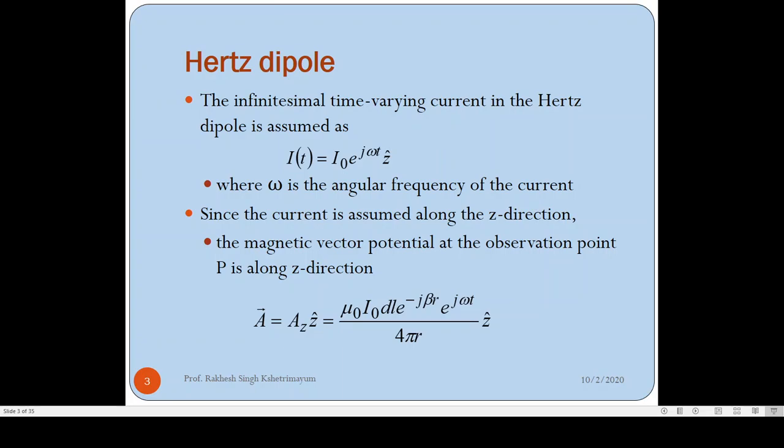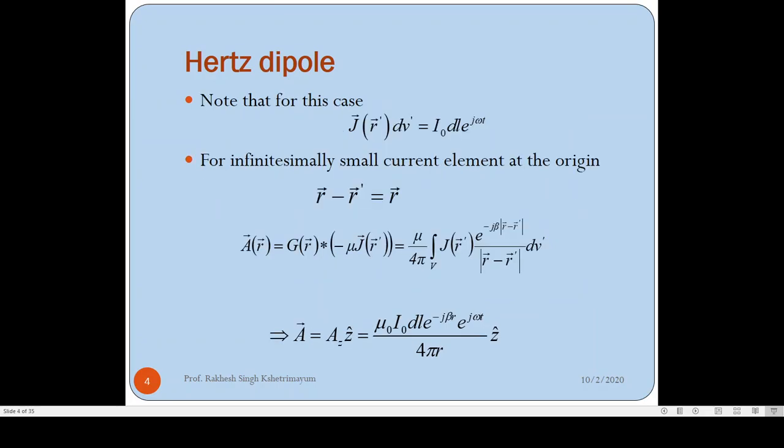And as you know, magnetic vector potential follows the direction of the current, so magnetic vector potential will also have only z component. So the A vector will have z component Az directed along z hat, and you can easily find out what is the expression for the magnetic vector potential once you know the current. We'll derive this in the next slide.